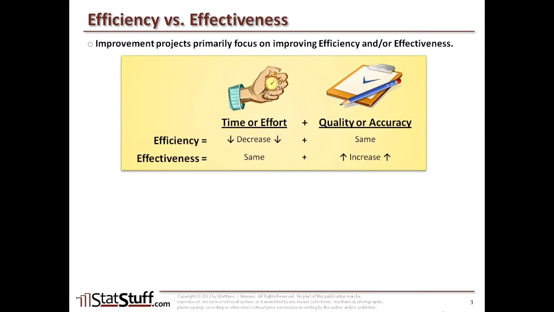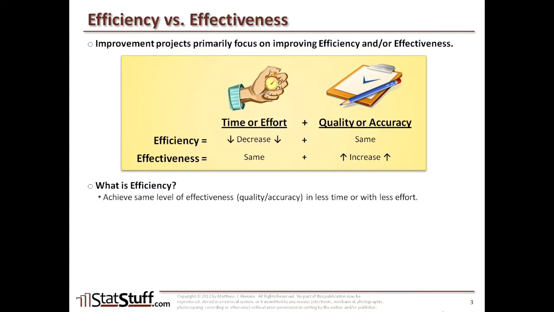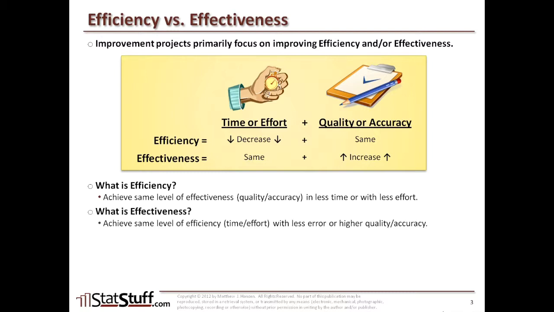So first, let's focus on efficiency. Efficiency basically is saying that you want to achieve the same level of effectiveness, the same exact level of quality or accuracy, but you want to do it in less time or with less effort, less cost, or less energy involved. Versus effectiveness, where actually you're doing the opposite. You want to achieve the same level of efficiency, the same level of time or effort or energy or cost involved, but you want to do it with less error, or that is, you want to improve the quality or accuracy of what's coming out of the process itself.